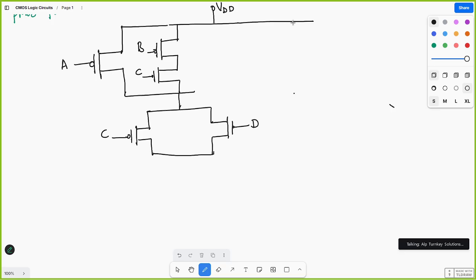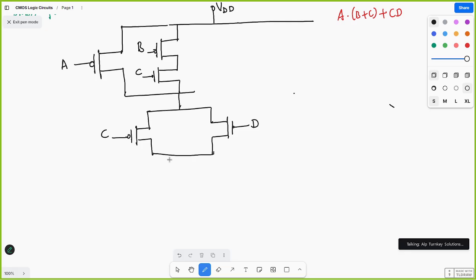So here my expression is what? A and B or C, plus CD. So for NMOS, what happens? CD means C and D. If it is an AND operation, NMOS will be in series.